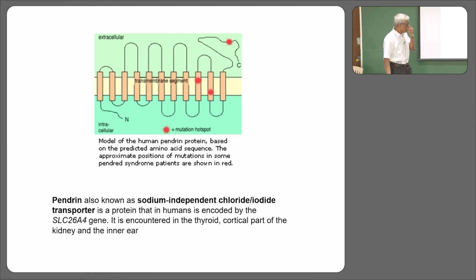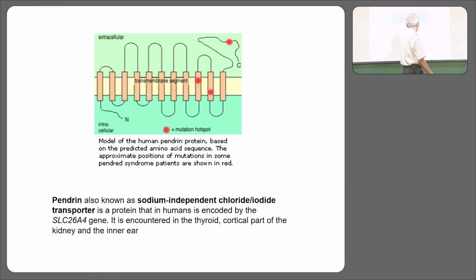Oh, this is a small model of the human Pendrin protein. This also is how many? I don't know. 1, 2, 3, 4, 5, 6, 7, 8, 9, 10, 11.